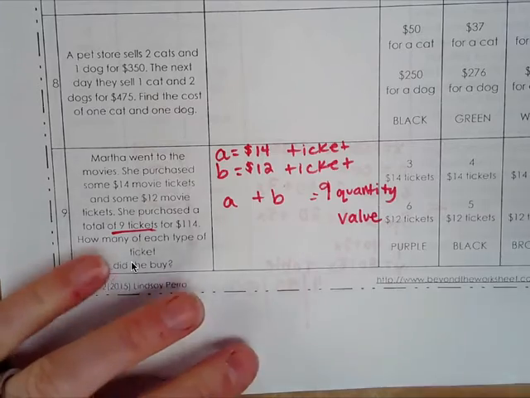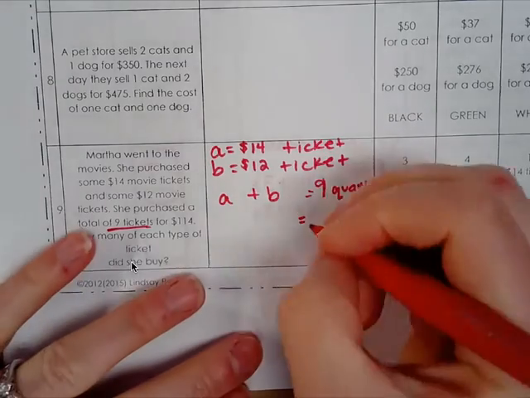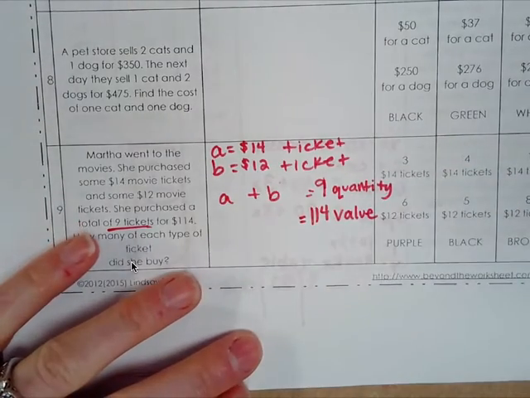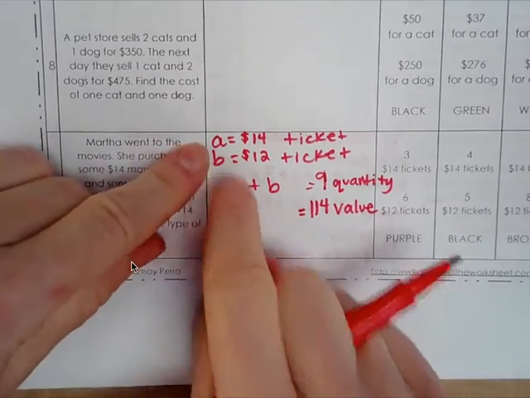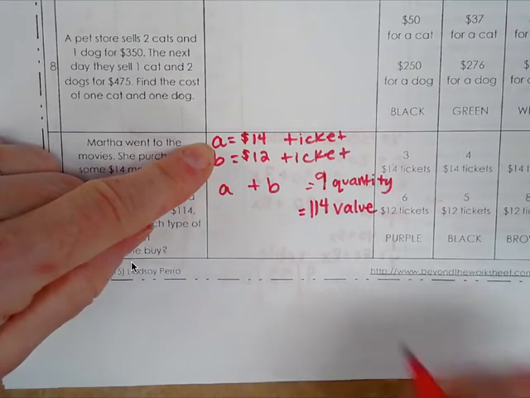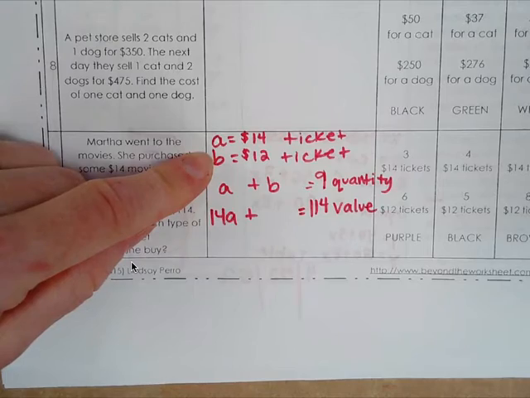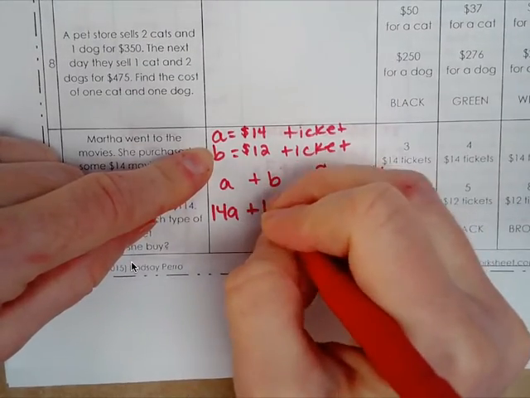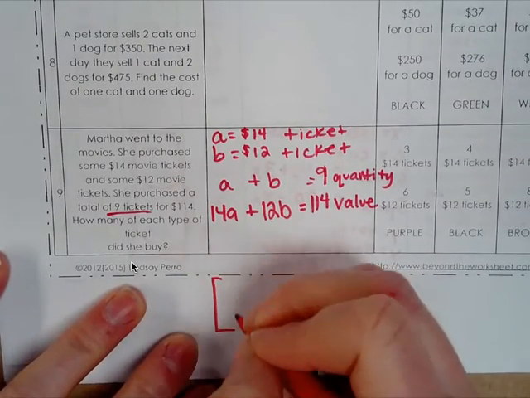And then you have your value. What's the total value? How much money was it? 114. To get to 114, you assign a number to a letter. The value to each letter. What's the value of A? A is 14 on mine. What's the value of the B ticket? 12. Now you have a matrix you can set up. I'm going to put it down here.